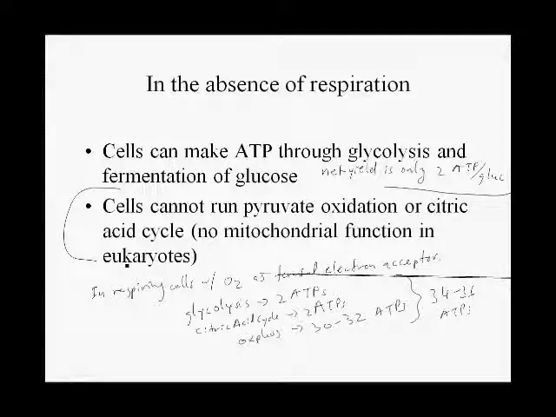The other thing is that cells cannot run pyruvate oxidation or the citric acid cycle in the absence of respiration, in the absence of a terminal electron acceptor. In eukaryotes, the only terminal electron acceptor that mitochondria can use is oxygen. In the absence of oxygen, there is really no mitochondrial function. So neither pyruvate oxidation nor the citric acid cycle can run in a eukaryotic cell in the absence of oxygen.